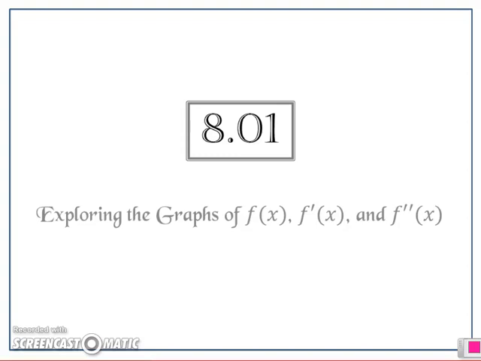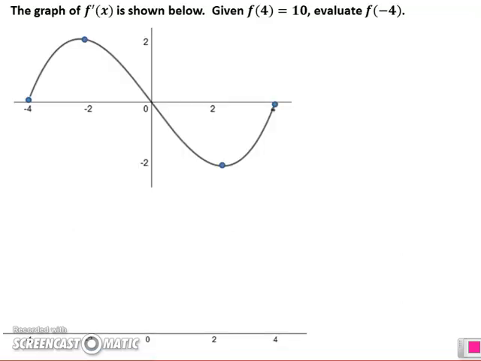Okay, let's do a few more examples of finding points on the f of x graph given the derivative and a condition. So let's try this one. The graph of the derivative is shown. We're given that the point exists at (4, 10). Evaluate the point at -4. So we want to know the y-coordinate when x equals -4.